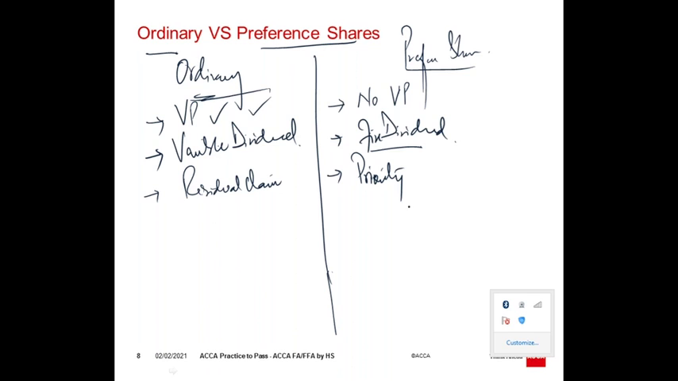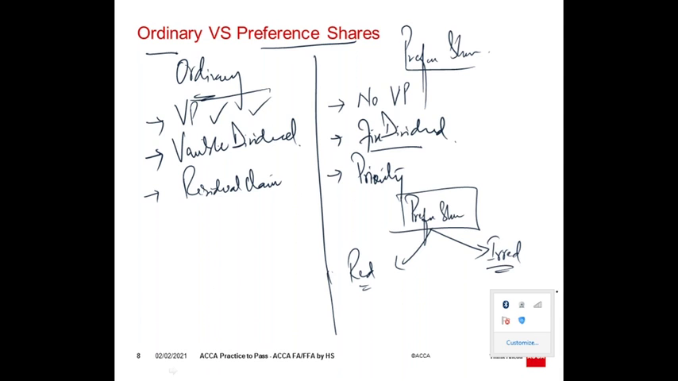Now, preference shares can be redeemable preference shares or irredeemable preference shares. Preference shares can be redeemable or irredeemable.